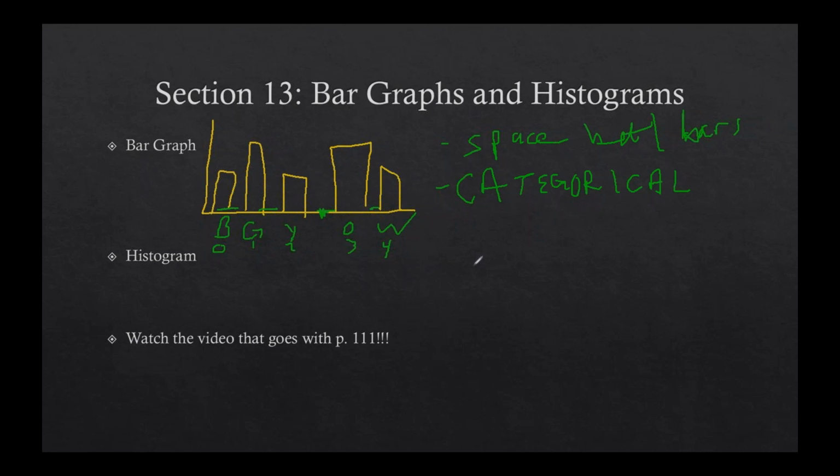Then we go to a histogram. A histogram is a type of bar graph, but as you can probably guess, the bars touch. So you can see how they share a common side. Again, not a beautiful bar graph, but you get the picture. So there is a common flow.